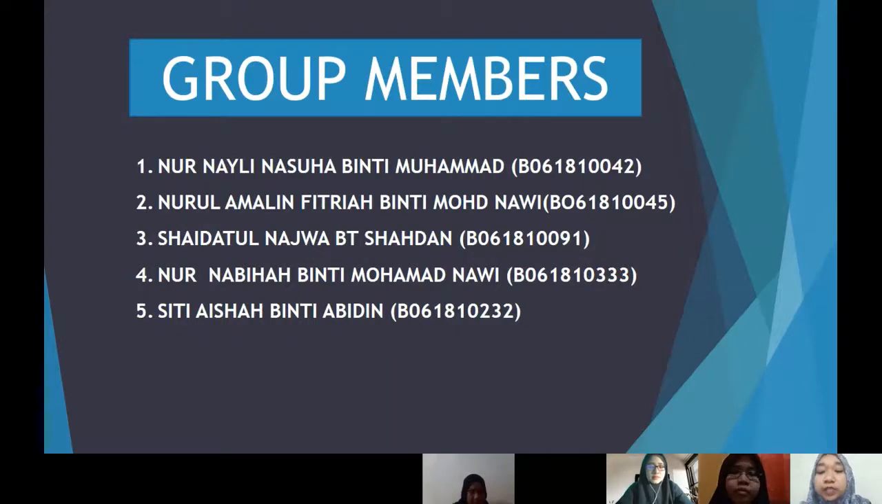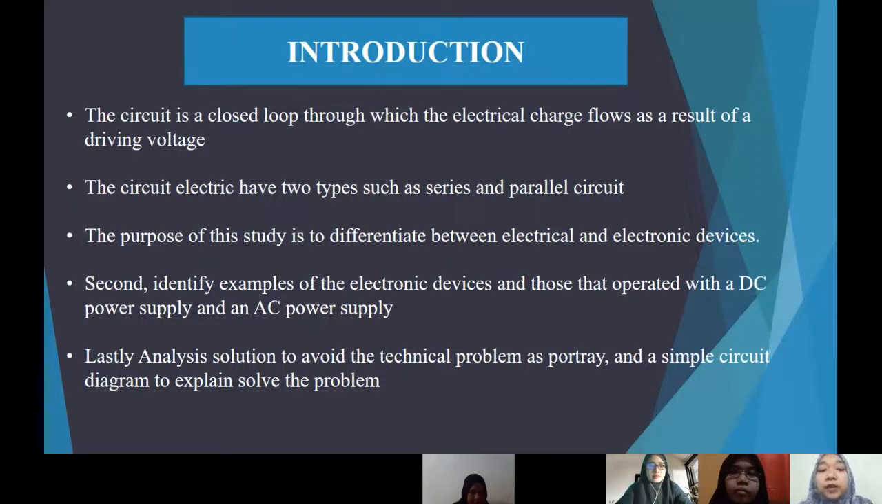I want to present the introduction. In the introduction, we discuss the ability to describe the concept and differentiate the various functions of electric circuits. The purpose of this study is, first, to differentiate between electrical and electronic device. Second, identify examples of electronic device and those that operate with DC and AC power supply. Lastly, analyze solutions to avoid technical problems as portrayed in a simple circuit diagram to solve the problem. I will pass to the next presenter.